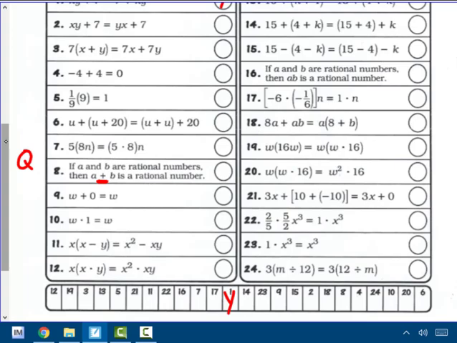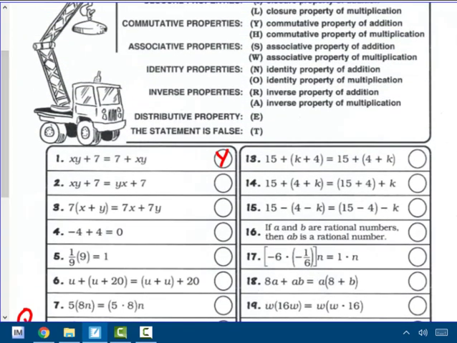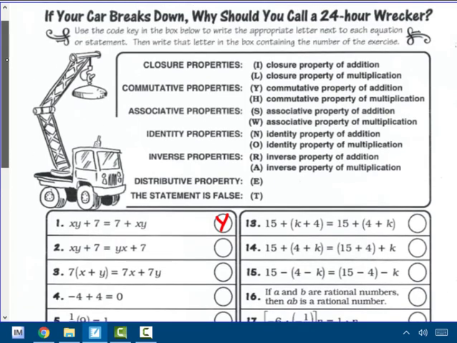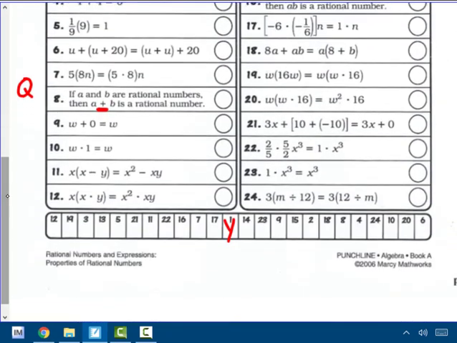That's called closure. Now that was not back on page 1, but it is listed here, so I'm going to show you the closure property ones. And that's right up here at the top. It's the letter I, because it's the closure property of addition. See the adding? So this is the letter I. So 8 is the letter I. That's over here. I'm going to do the other closure one, which is number 16.